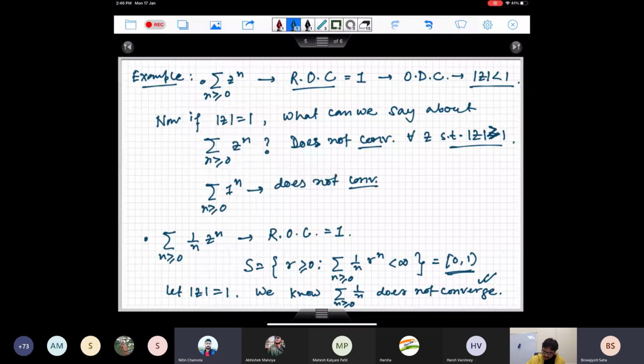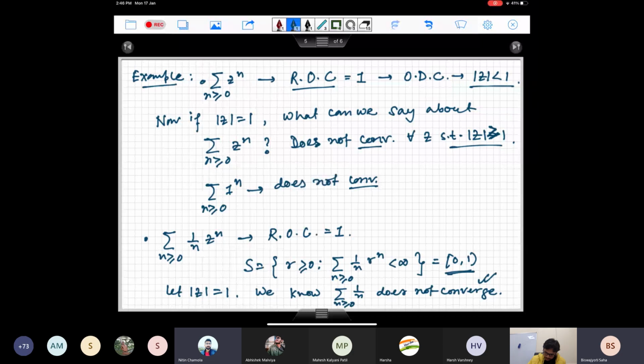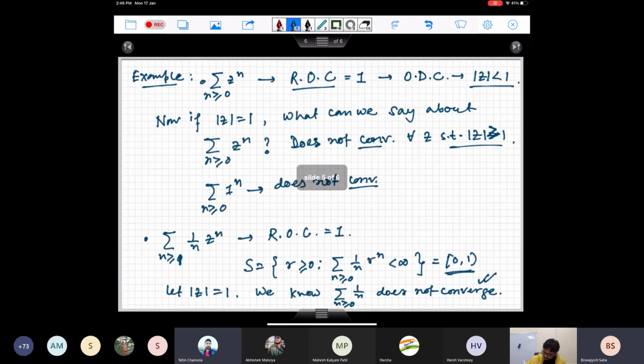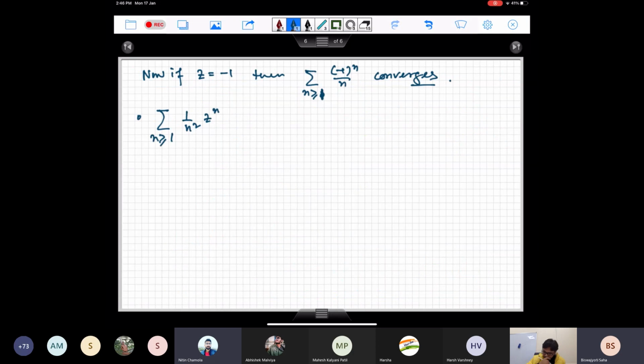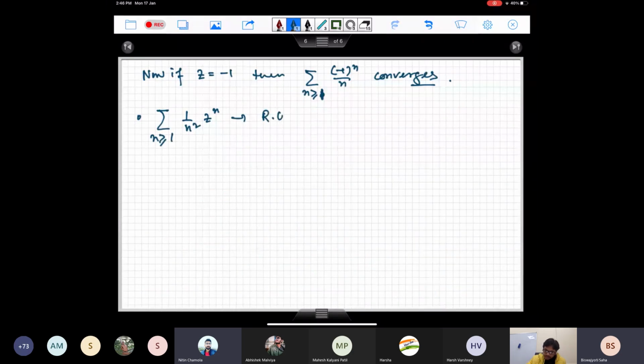Fine, that's good. So now let us take another series. The series which I am interested in taking is the following one: n bigger than or equal to, sorry, here I was writing 1, but let us make it 1, because I have 1 upon n square, all these are n bigger than or equal to 1. So 1 upon n square times z power n. This is my sequence, and this is my power series, and then again what is my radius of convergence? It is going to be 1.